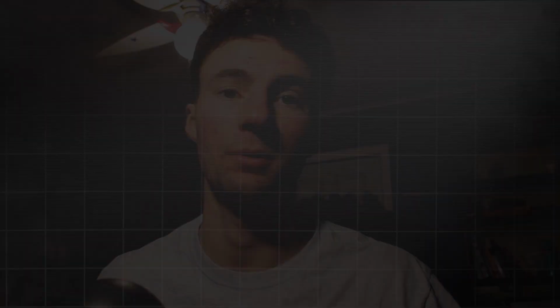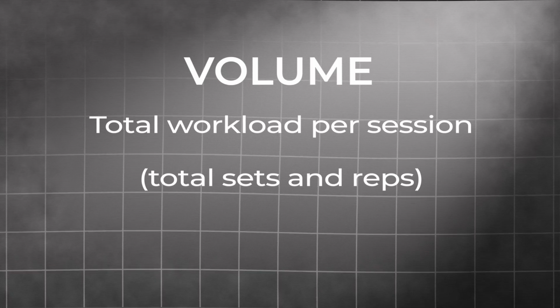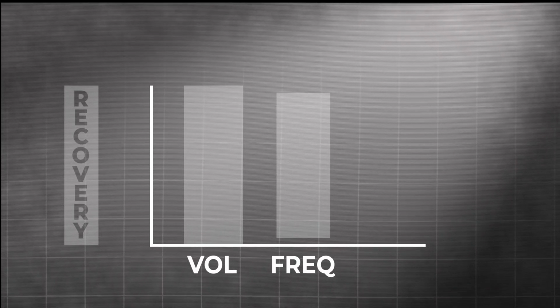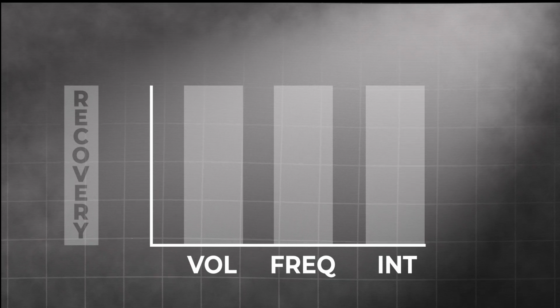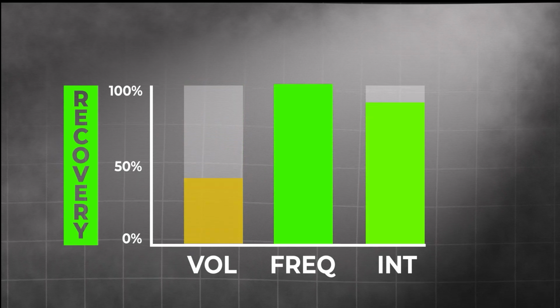Now that I've defined intensity, I'm going to define frequency and volume, and I'm going to demonstrate what prioritizing intensity over frequency and volume would look like through the use of motion graphics. Frequency is how often you train a specific movement or a specific muscle group, and volume is the total workload per session. I want you to imagine a bar chart where on the y-axis you have your recovery, and on the x-axis you have volume, frequency, and intensity. You start out with 100% recovery, and you spend your recovery on volume, frequency, or intensity.